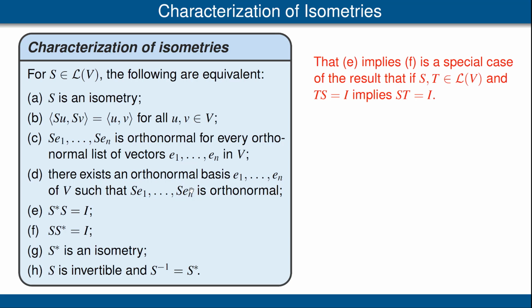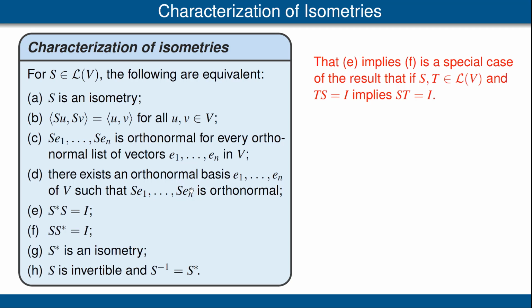We want to prove that E implies F. E states that S star S is the identity operator. In general, an operator and its adjoint do not commute under multiplication. However, in this special case they do. That's a special case of the result that if we have two operators, S and T on V, then TS equals the identity implies ST equals the identity.